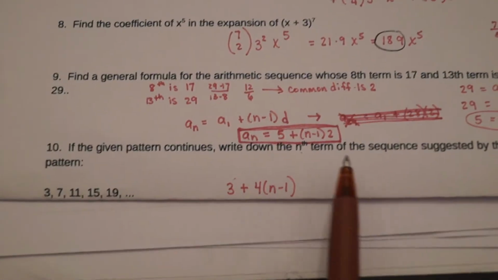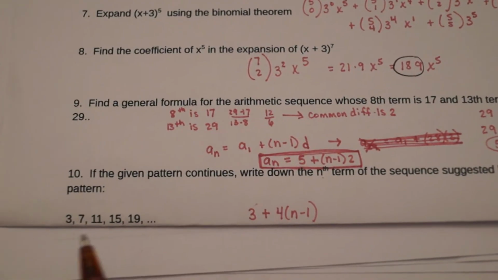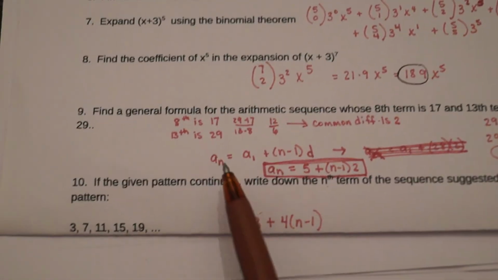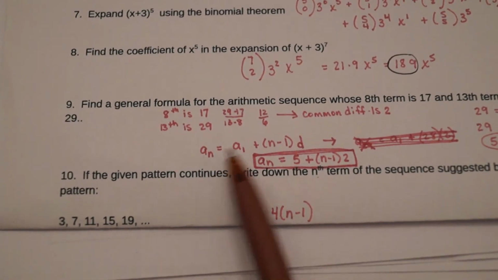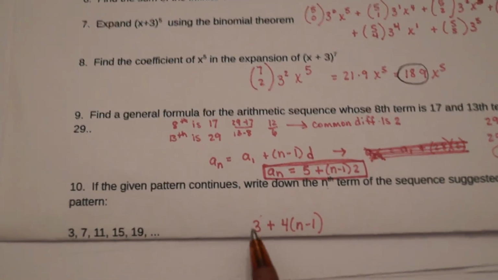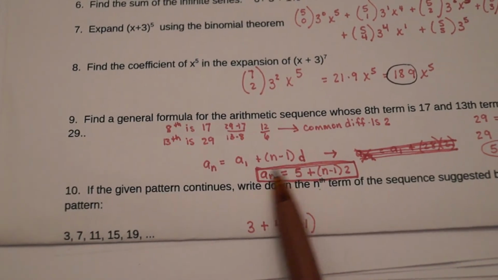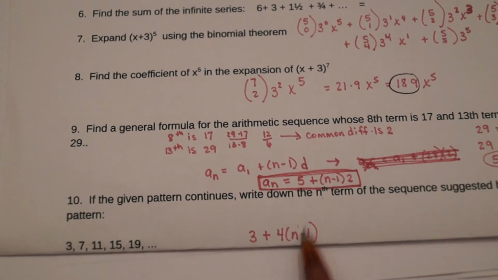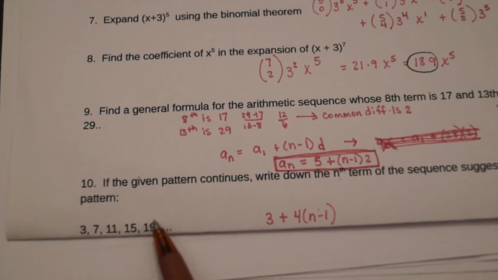If the pattern continues, again, this is not on the exam, but quickly, if this pattern continues, I just follow this same formula that's written here for an arithmetic series, and I put 3, that's the first term, plus n minus 1, so n minus 1 times the common difference, which is 4, because this goes up by 4 each time.